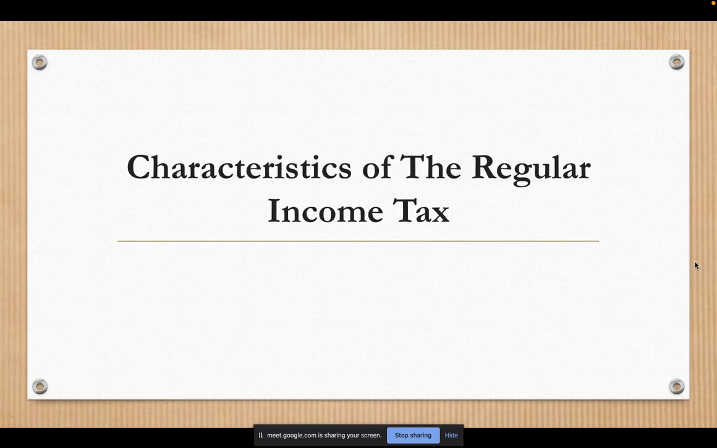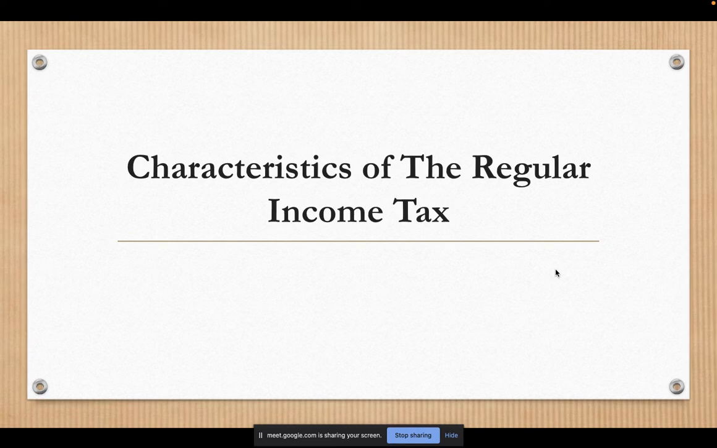Okay, so in the interest of time and para hindi masayang yung oras natin, we are also catching up on our schedules. So let's go directly to the discussion on regular income tax. So tapos na tayo dun sa final income tax, tapos na din tayo dun sa capital gains tax, no?